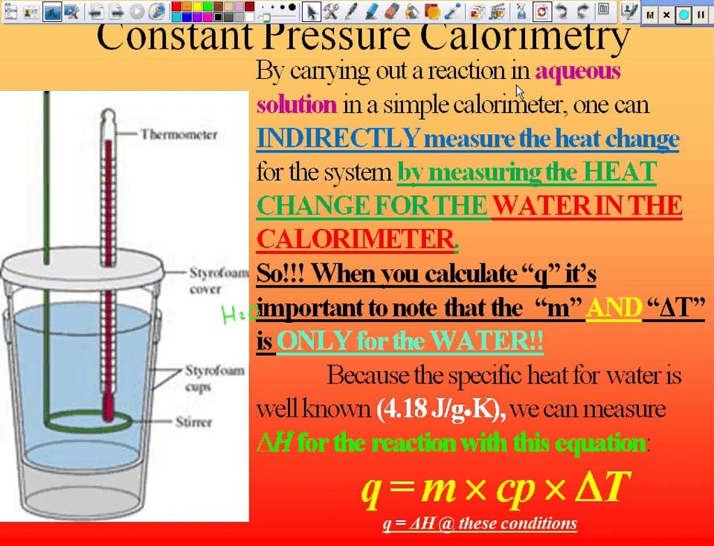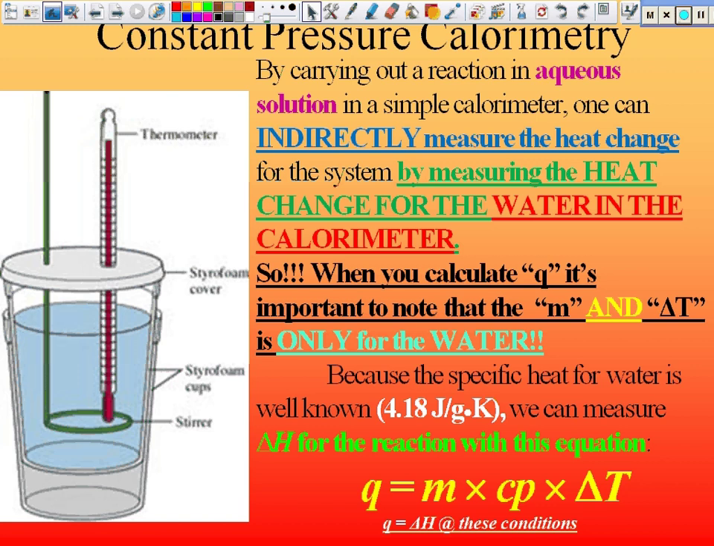So here's the second. Excuse me, I forgot this slide was here. By carrying out reactions in an aqueous solution. So my question is, what does aqueous solution mean? You've got some sort of soluble compound dissolved in water, right? And what form is that soluble compound in, Jacob? An ion form, right? In a simple calorimeter, one can indirectly measure the heat change for the system.